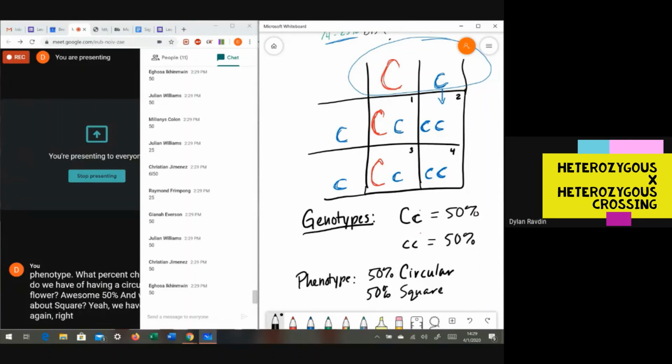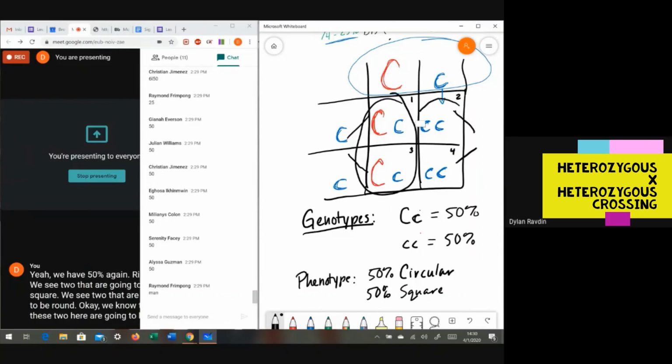We see 2 that are going to be square. We see 2 that are going to be round. Okay, we know that these 2 here are going to be round. We know that these 2 here are going to be square. 2 out of 4 is 50%.